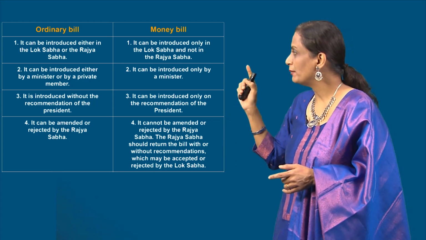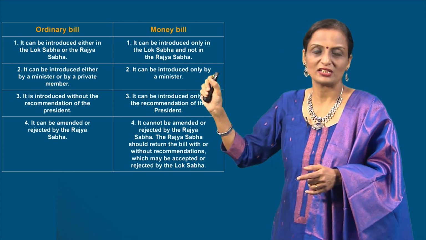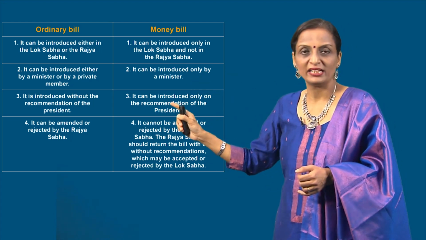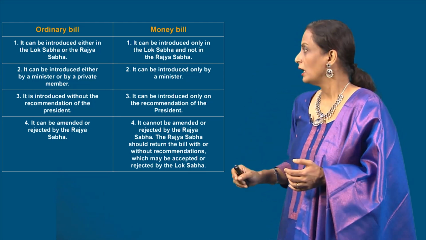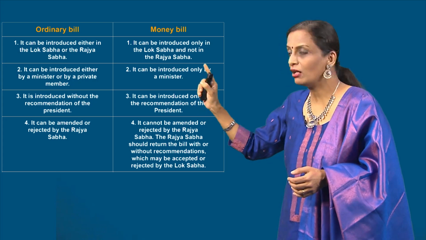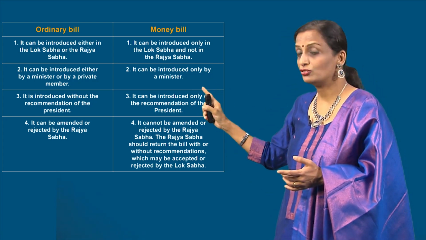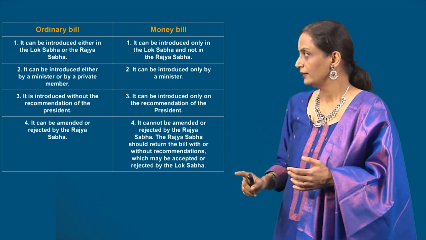And also, an ordinary bill can be introduced either by a minister or by a private member, whereas in the case of a money bill, it has to be introduced only by a minister. An ordinary bill is introduced without the recommendation of the President, but a money bill can be introduced only on the recommendation of the President.